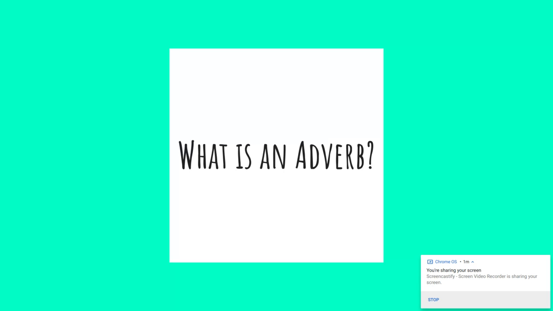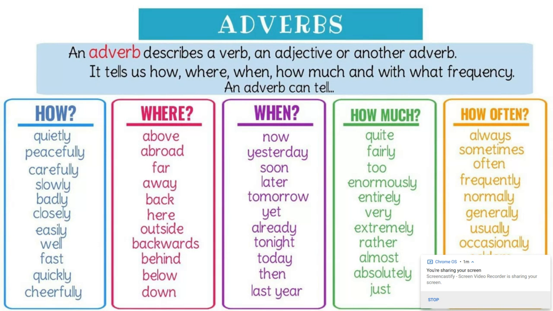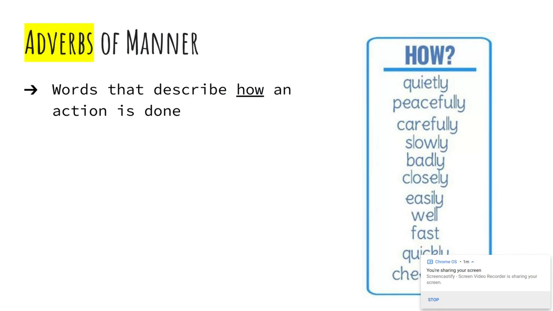The first question is, what is an adverb? Well, it's a word that describes a verb, an adjective, or another adverb. It can tell us how, where, when, how much, and with what frequency something happened. So here are some examples of some adverbs, but we're only going to focus on this category right here. They're called adverbs of manner, and they're words that describe how an action is done.